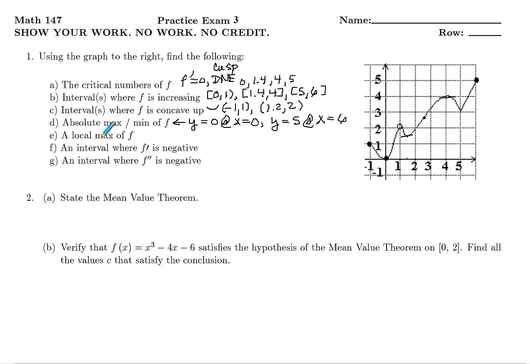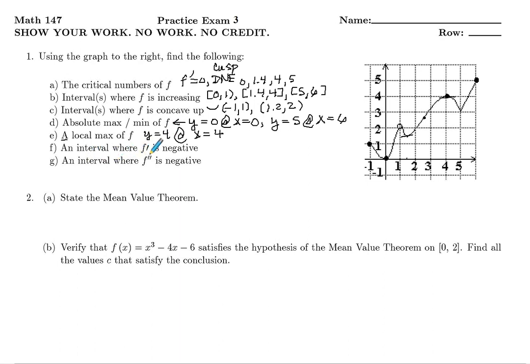And a local max of f, that would just be a point that's higher than points nearby. So for example, this point right here is a local maximum point. So the local max value is 4, and it's at x equals 4. So this could be y equals 4 at x equals 4. Another local maximum point would be right here. Y equals 1 at x equals -1, but this just said a local max, so we only have to give one of them. That's probably the most obvious.